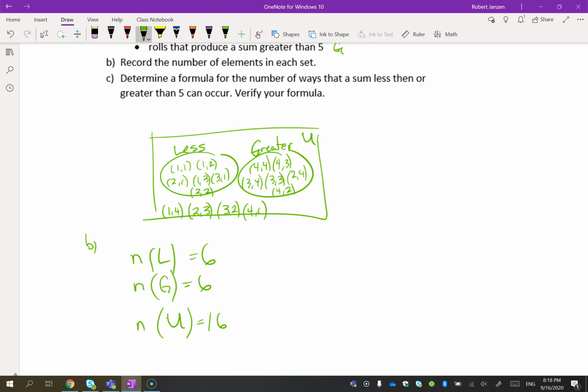Last one, determine a formula for the number of ways that a sum less than or greater than 5 can occur. Verify your formula. So this is the number of ways. How can you get n of L or G? How could we get the number that is less or the number that is greater? Well, that's easy. We would add the number of less with the number of greater. That would give us the right total. 6 plus 6 equals 12.